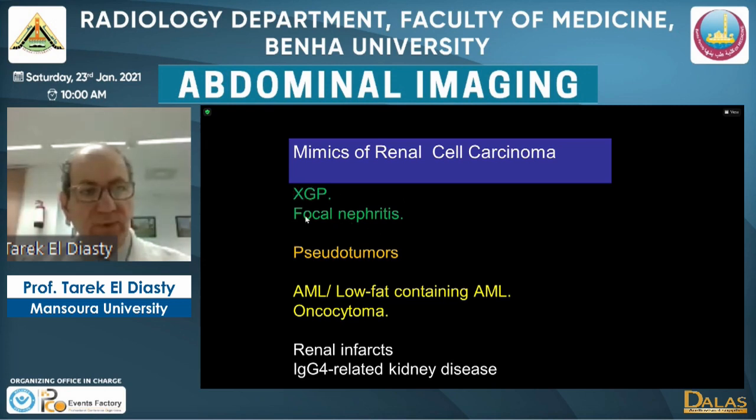inflammatory lesions, xanthogranulomatous pyelonephritis, and focal nephritis; pseudotumors like hypertrophied columns of Bertin, and also a second pseudotumor which is junctional parenchymal defect with renal hilar lip; and some benign tumors like angiomyolipoma, in particular low-fat containing angiomyolipoma, and oncocytoma. These are benign tumors. Also renal infarcts and immunoglobulin G4 related kidney disease, also recently described, may be diagnosed as renal tumor.